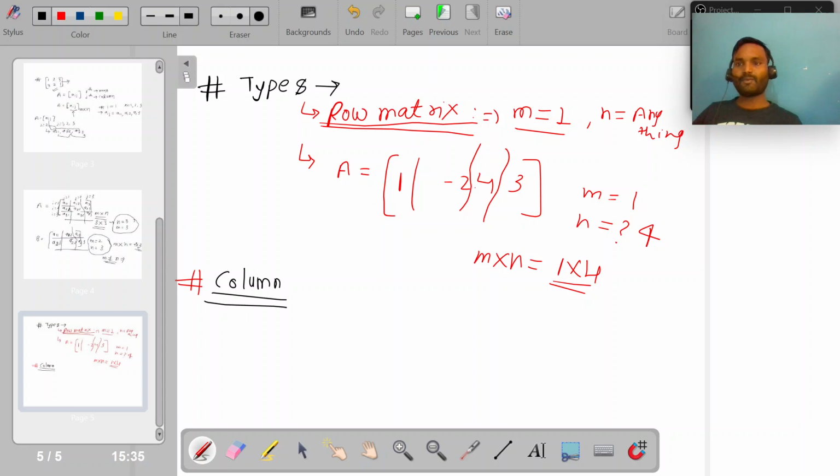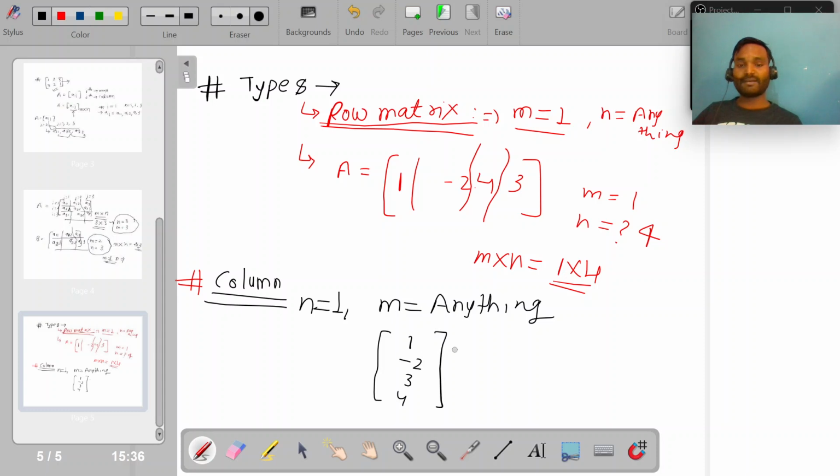Column matrix is the opposite of row matrix. It means the number of columns is 1 and the number of rows can be anything. This is the column matrix. If we take an example, we can take 1, minus 2, 3, 4.